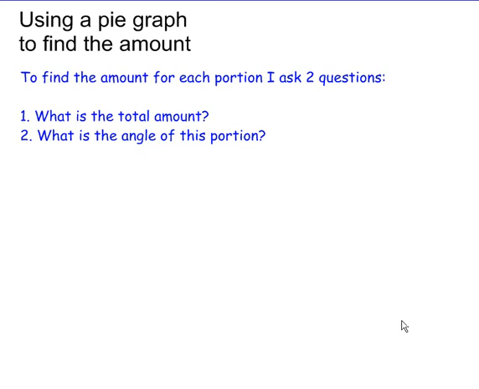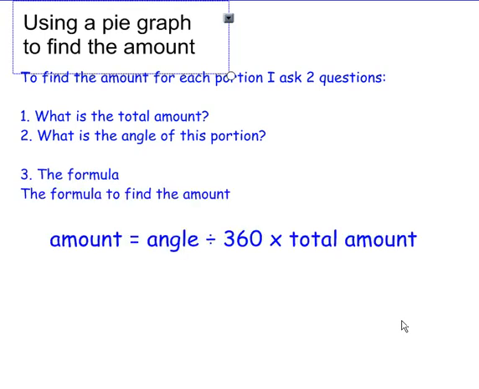Then we ask the question, what is the angle of this portion? So we're actually looking at the pie graph itself, the circle. Once we have that information, we can then use the formula to find that amount. The amount equals the angle of that particular piece of the pie divided by 360 times that total amount.